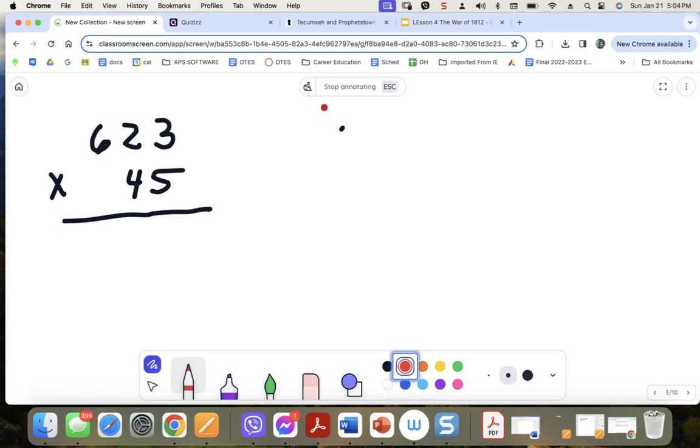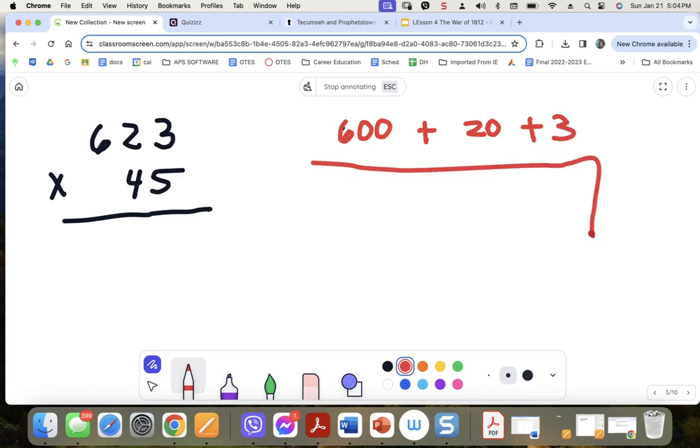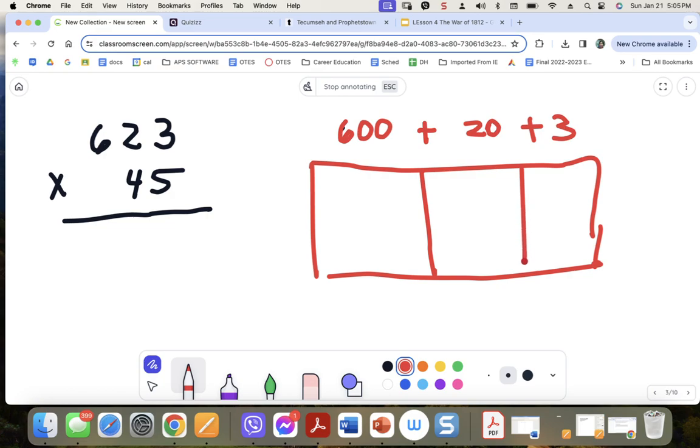Let me change my color. So that will be 600 plus 20 plus 3. Again, I'd like to draw my box, like this. And because we have 3 digits in 623, we're going to have 3 columns. All I want to do is, where you put your plus sign, you can just go ahead and draw a straight line like that.